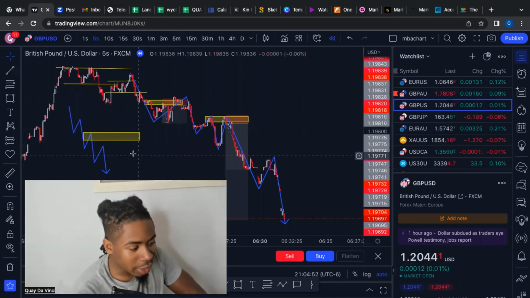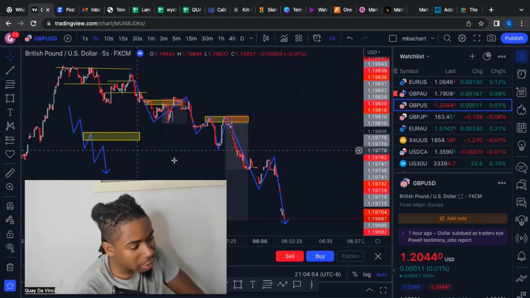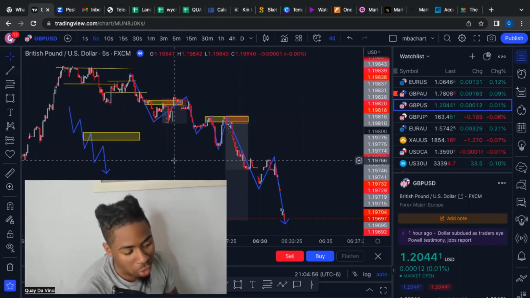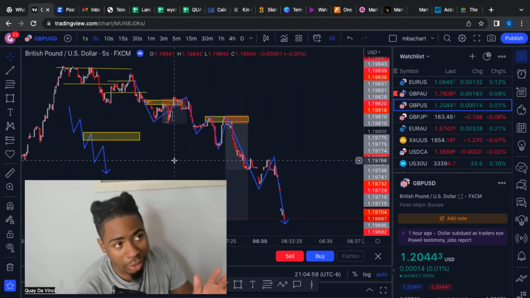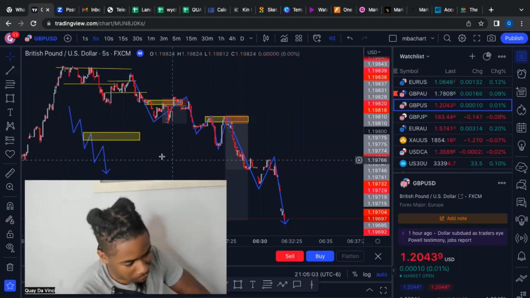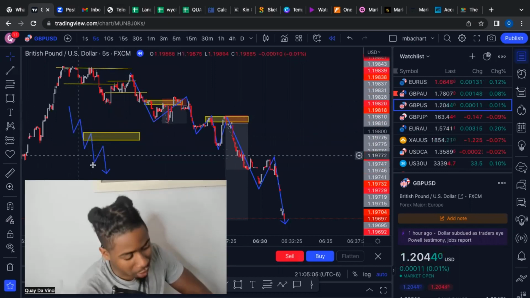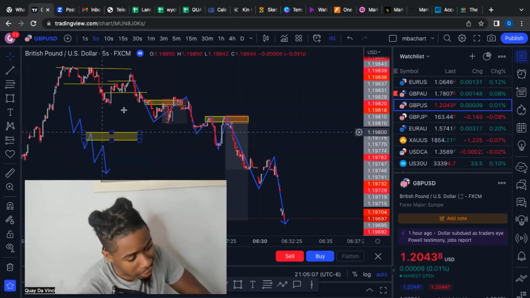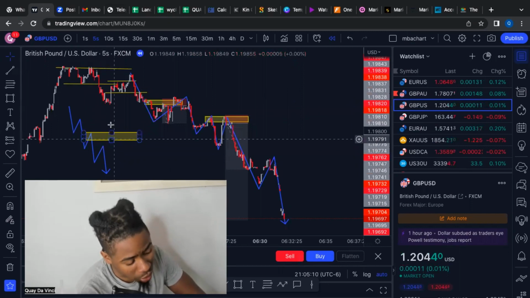So in that case, these two zones to me become invalid because there's no reason for price to come all the way back up there unless it's about to start a different cycle. So on the third break of structure, I would like a tap in there, and that'll be my last trade idea.